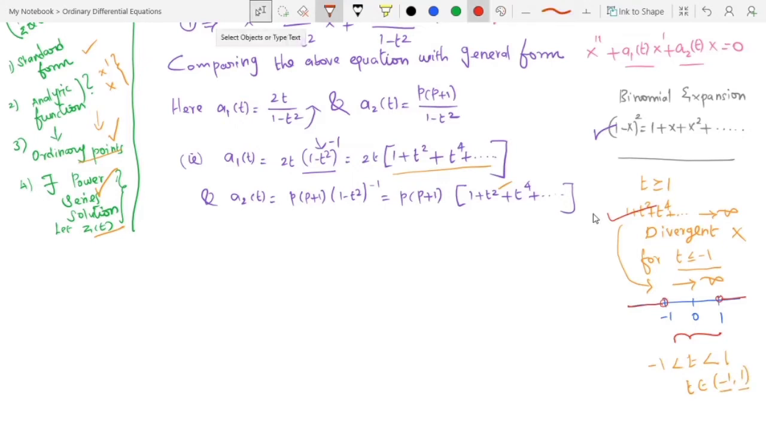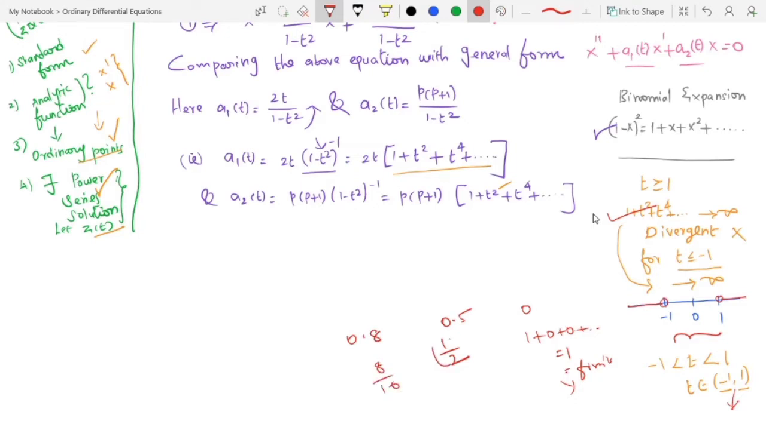For example, let us assume one arbitrary value in between minus 1 and plus 1. Let it be 0. What happens? 1 plus 0 squared plus and so on. The value is 1, that is a finite value. If you take some other value except 0, that should be a fraction. For example, if you assume 0.5 in between minus 1 and plus 1, we can write it as 1 by 2. Similarly, if you take 0.8, you can write it as 8 by 10.